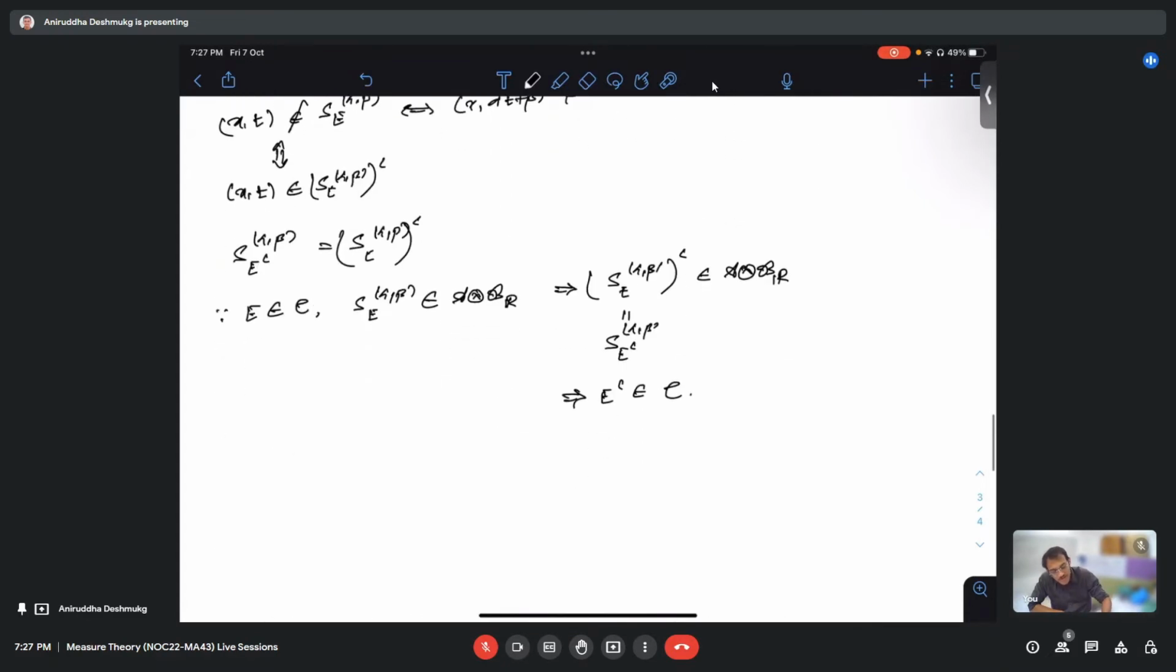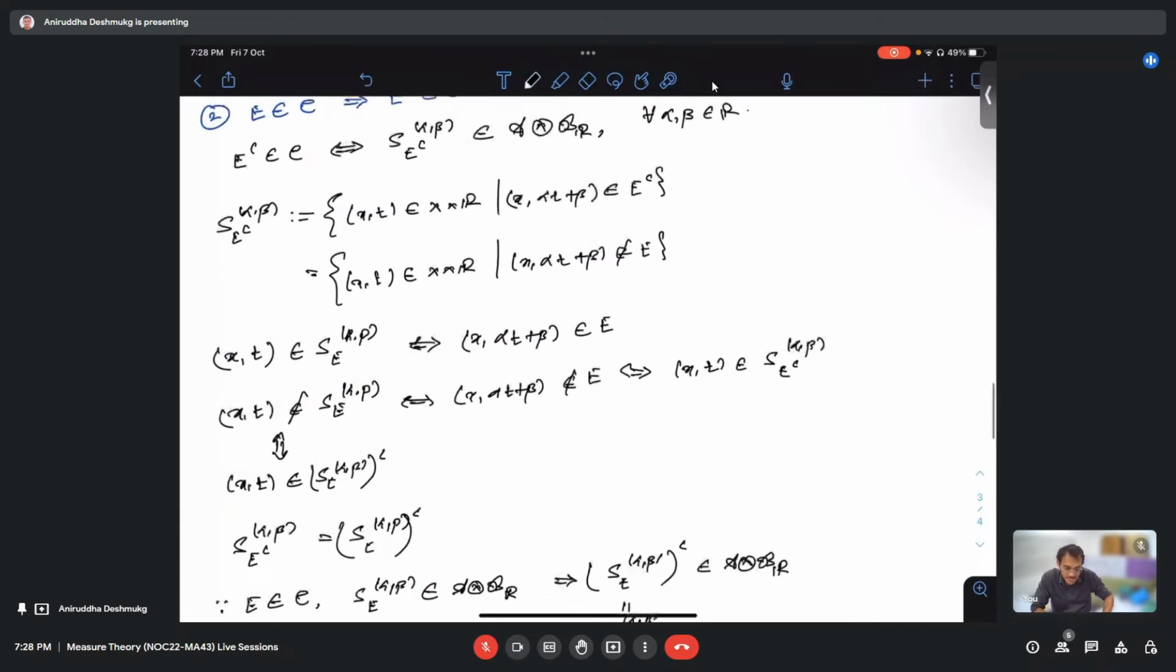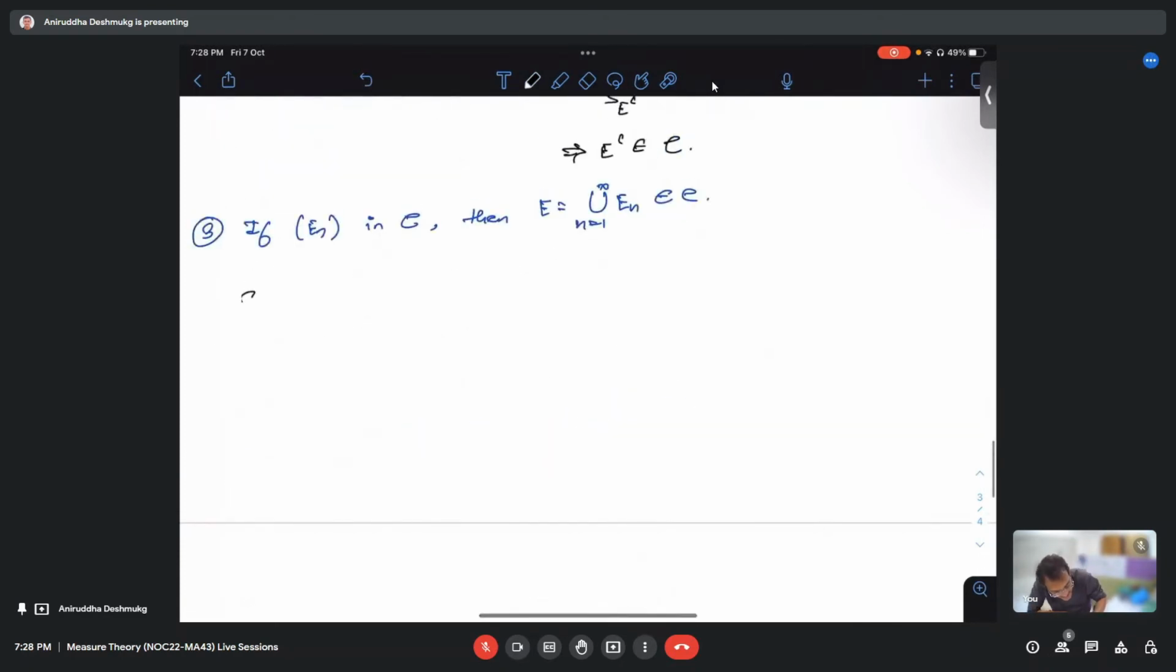Now, what is the third property we need to prove? The countable unions are inside A cross B. Inside C. So if we have a sequence En in C, then if I write their union as capital E, this is again inside C. So see, the idea is this: ultimately, we need to calculate S of E alpha beta.